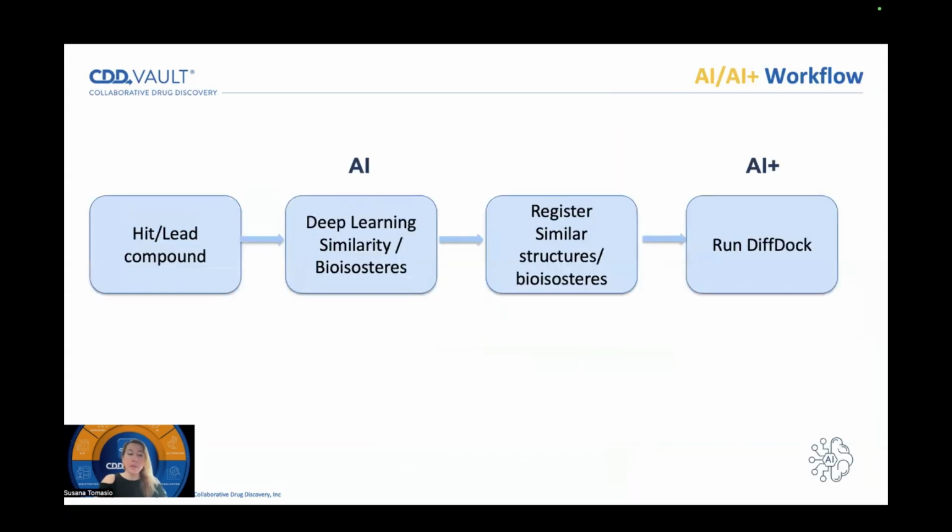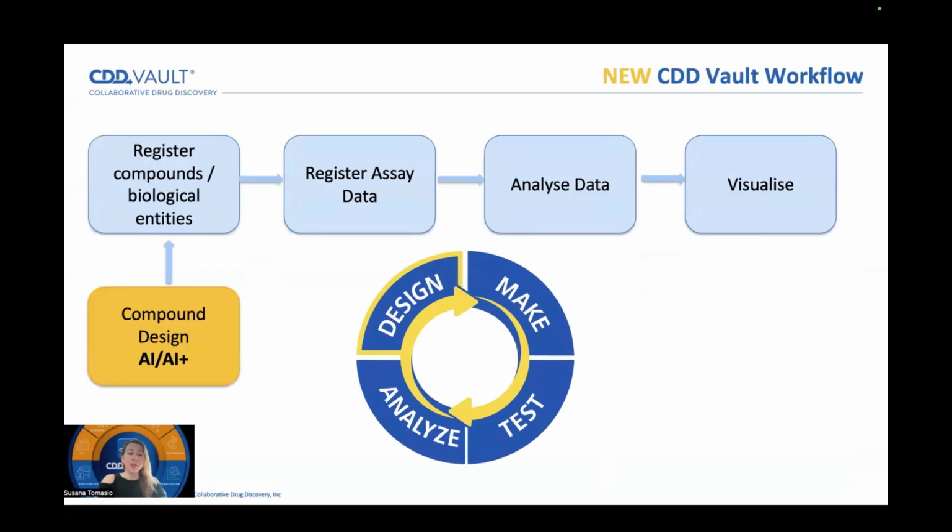The AI and AI Plus workflow includes having a hit or a lead compound, which is registered in CDD Vault, and then using the AI module to find similar compounds with the deep learning and provide bioisostere suggestions. Then we register those similar structures or bioisosteres into CDD Vault, and then we run AI Plus module to dock those ligands to the targets. Therefore, the new CDD Vault workflow includes the design of compounds with the AI and AI Plus tools, and that closes the DMTA cycle. And that's it for today.